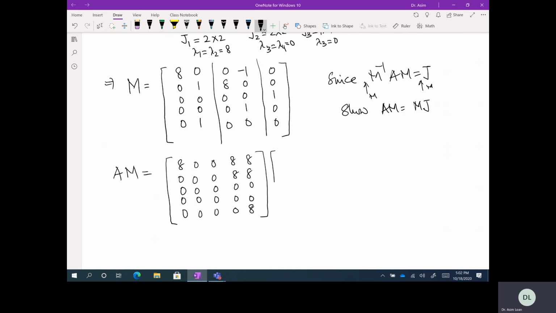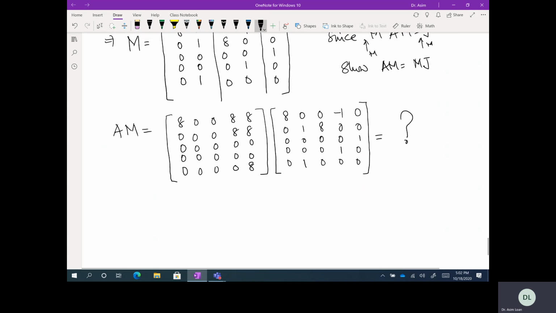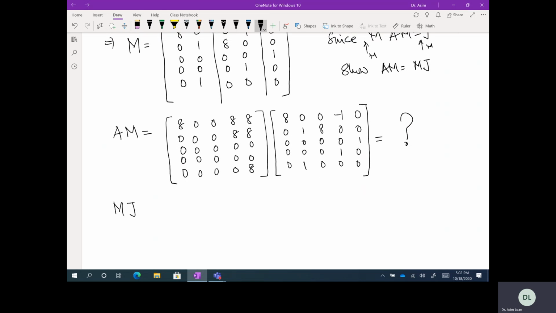A times this M, which is 8, 0, 0, 0, 0, 0, 1, 0, 0, 1, 0, 8, 0, 0, 0, minus 1, 0, 0, 1, 0, 0, 0, 1, 0, 0. You show that this AM is what? And show that this is equal to M times J, where M is this matrix 8, 0, 0, 0, 0.